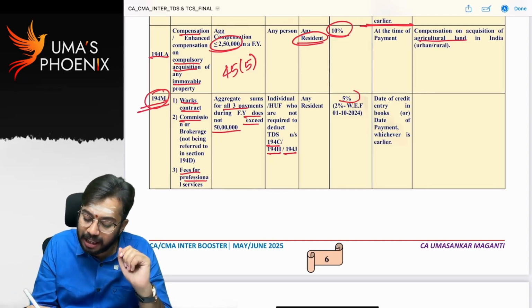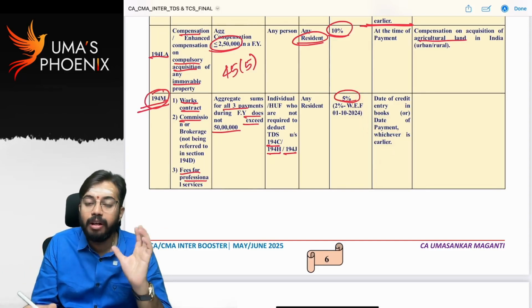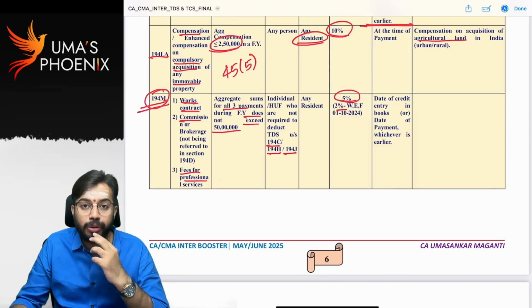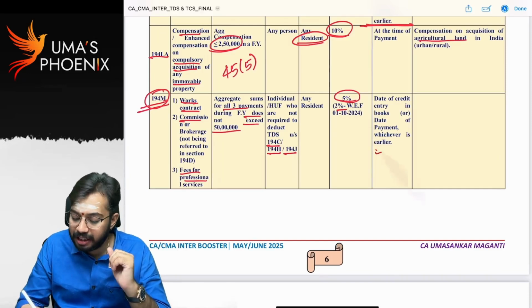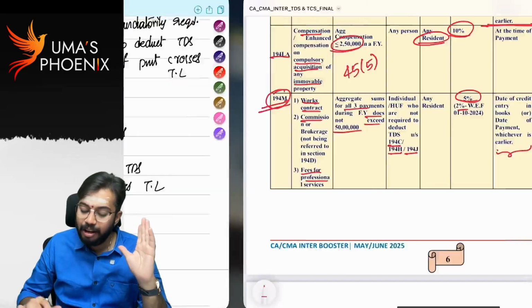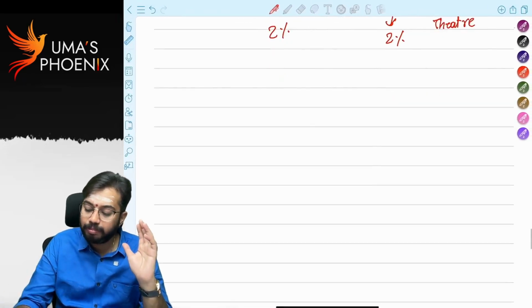Rate of TDS is 5% with effect from 1st October 2024. Earlier, the TDS rate was reduced to 2%. When is TDS required to be deducted? At the time of entry in books of accounts or at the time of payment, whichever is earlier. For example, I will tell.